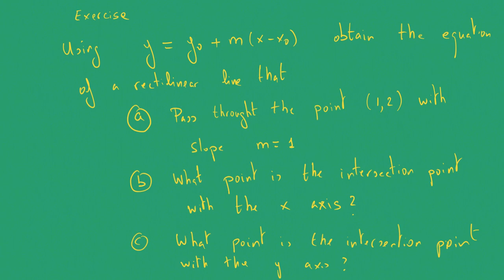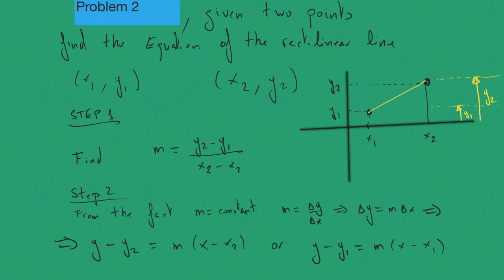So solve this problem. In this particular case, I give you one point, and I give you the slope, so you already know the equation. Now, for problem 2, I give you only 2 points. With 2 points, you can draw the rectilinear line that passes through them. Let's say these are the 2 points, (x1, y1) and (x2, y2). What is the equation of this rectilinear line?